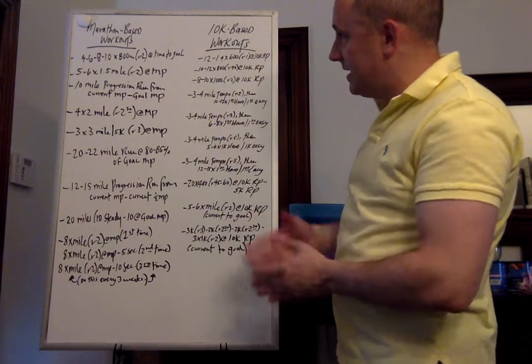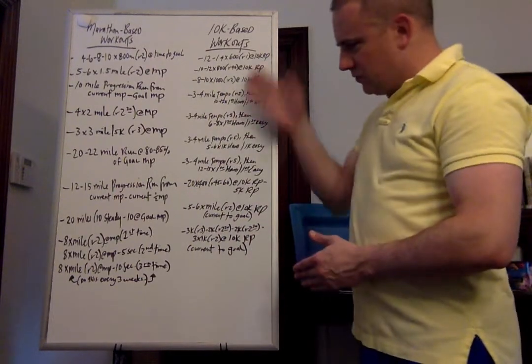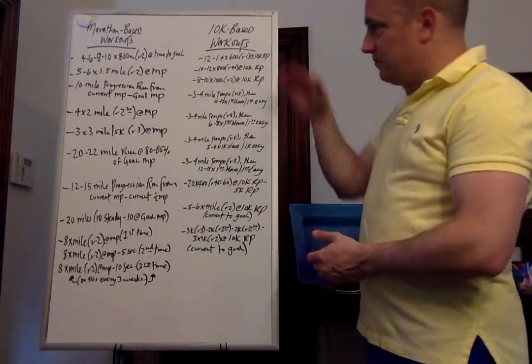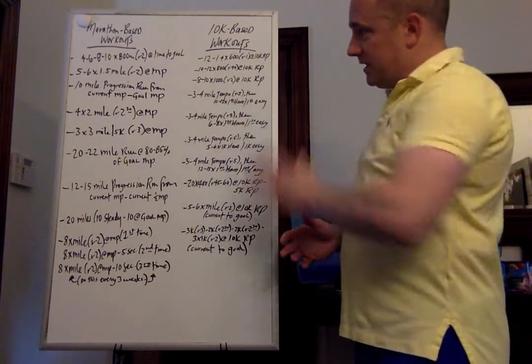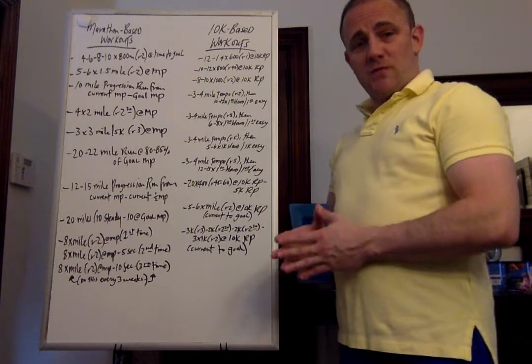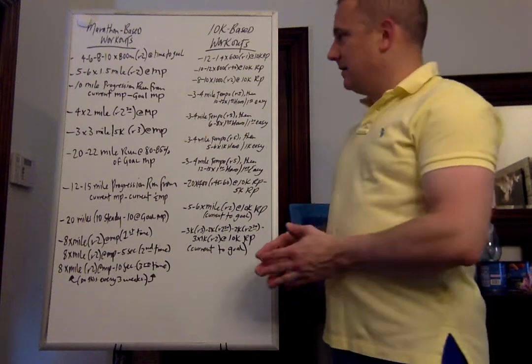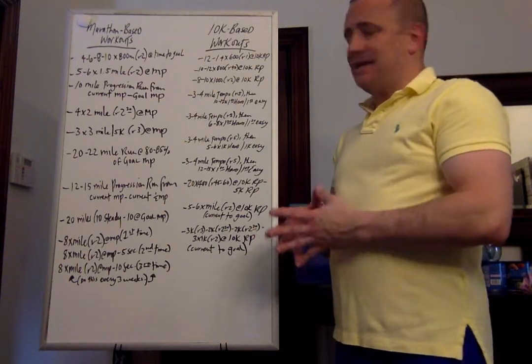Okay, so now let's go to 10K base workouts. You'll notice progressions here as well. The reps get a little bit longer. You start to incorporate different things. Okay, so the first one is 12 to 14 by 600 meters, which is a lap and a half on the track, with a 1-minute recovery at 10K race pace.